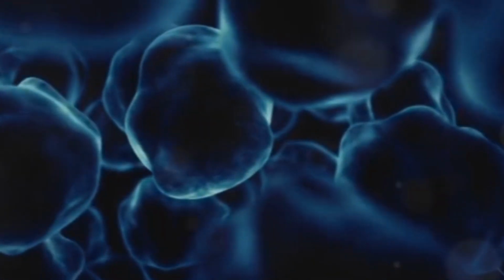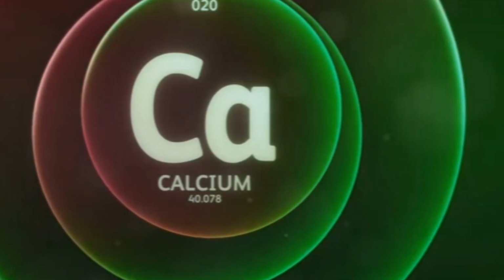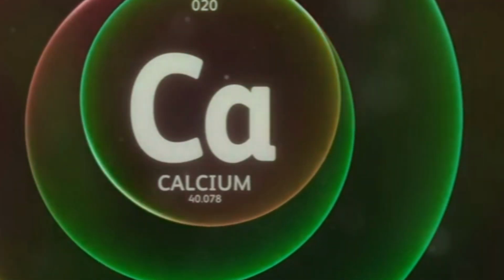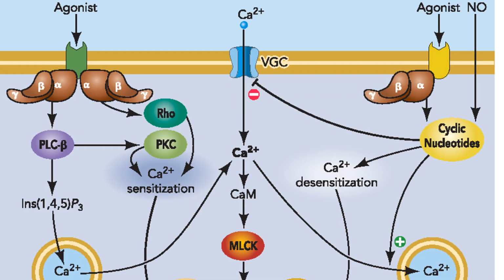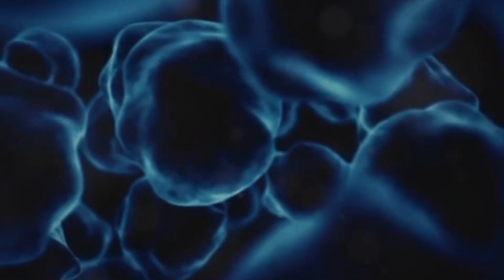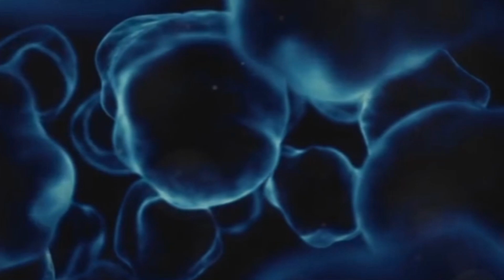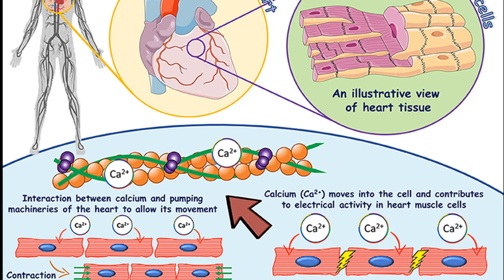Section 8. Calcium. The key to unlocking contraction. Calcium ions are the key to unlocking the contraction process in smooth muscle. When a smooth muscle cell receives a signal to contract, whether from a nerve, hormone, or other stimuli, calcium channels in the cell membrane open, allowing calcium ions to flood into the cell from the extracellular space. This influx of calcium is crucial because it triggers a cascade of events that ultimately lead to the activation of the contractile machinery within the smooth muscle cell. Without sufficient calcium, the contraction process would grind to a halt.